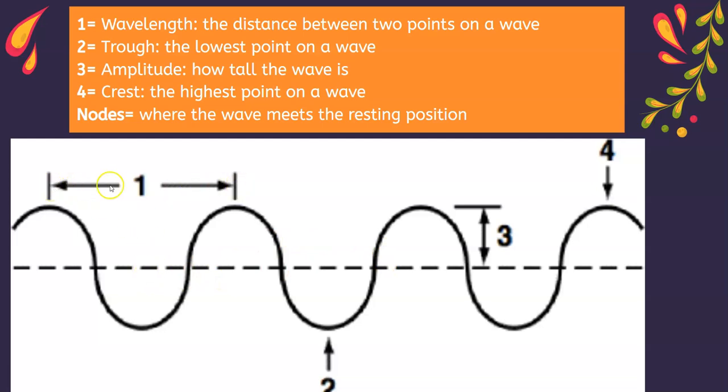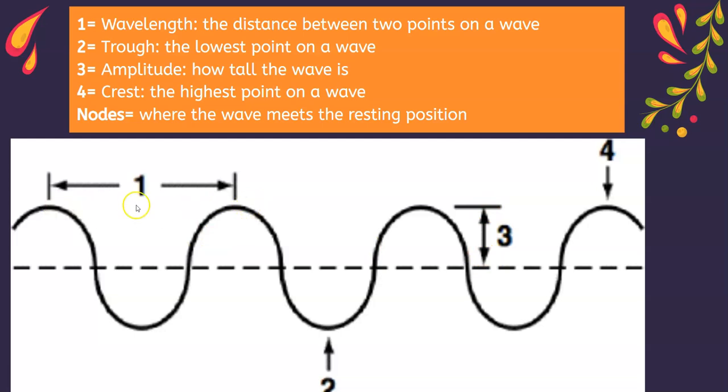So 1 is the wavelength, 2 is the trough. It's the bottom. Think about it like a feeding trough is something that animals eat out of. This looks kind of like a bowl or something that animals eat out of. Number 4 would be the crest, which is the same thing, but the opposite. It's the opposite of the trough. It's the very top of the hill or the top of the mountain. And then 3 is the amplitude.